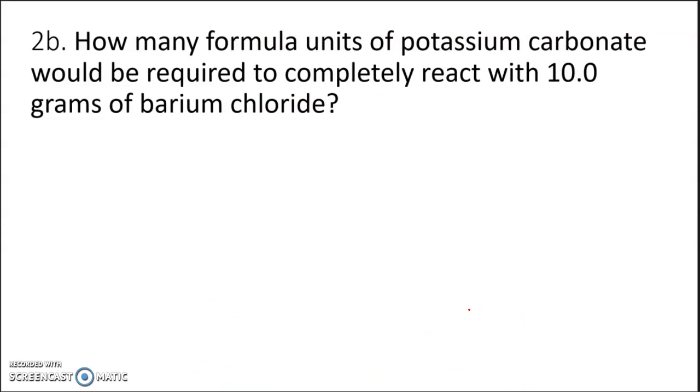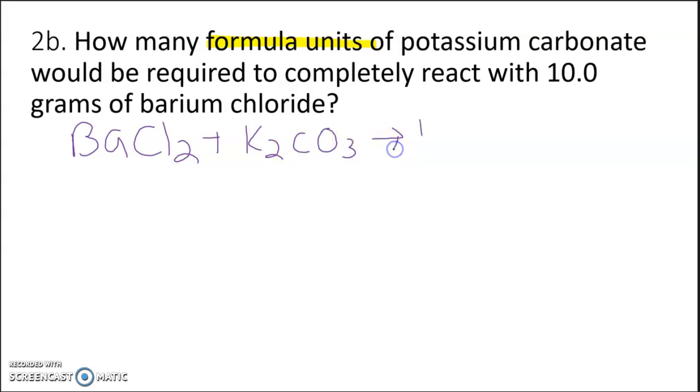Our next example: how many formula units of potassium carbonate would be required to completely react with 10 grams of barium chloride? Formula unit is the same thing as particle or atom or molecule. It's just a different word. And so that's what we're looking for, molecules, particles. Same thing, which means we will use Avogadro's number.